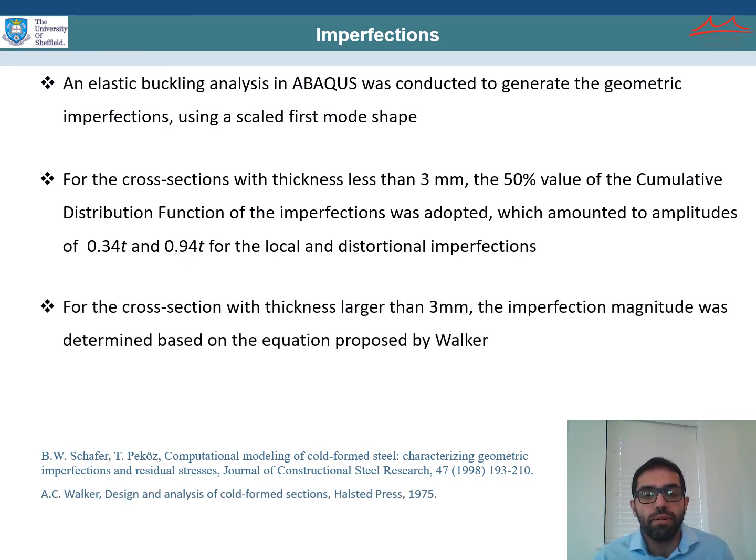For the magnitude of imperfection, or that scale factor, we have used the results of Schafer and Pekoz and Walker studies. For cross-sections with a thickness less than 3 millimeter, Schafer and Pekoz recommended the values of 0.34 T and 0.94 T for the local and distortional imperfections, respectively, where T is the thickness of the beam. For thickness larger than 3 millimeter, Walker proposed an equation to define the magnitude of imperfection.